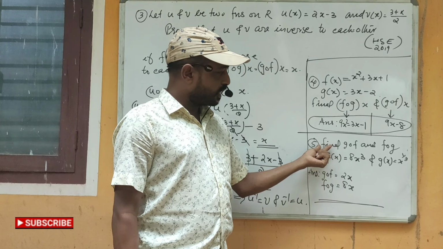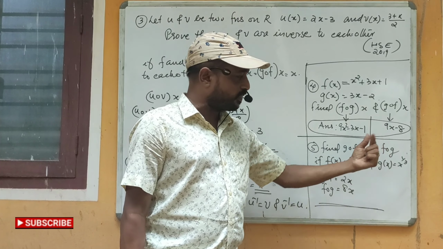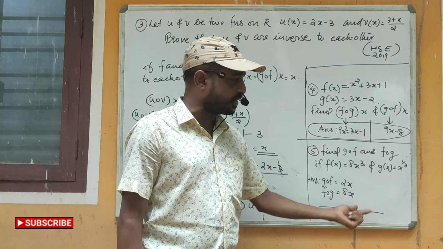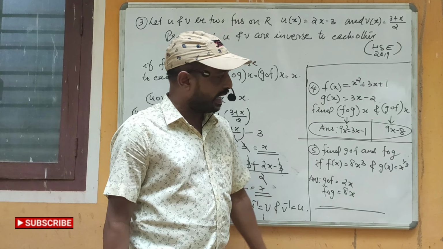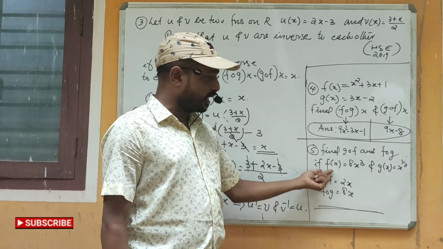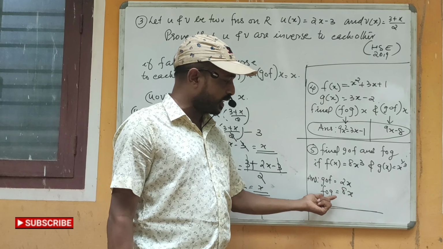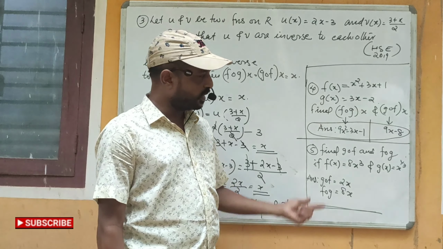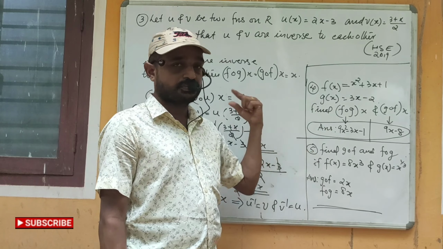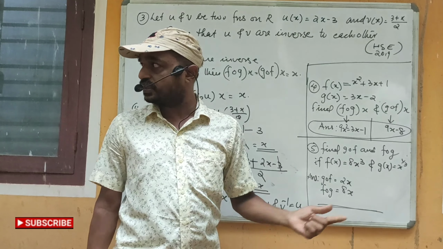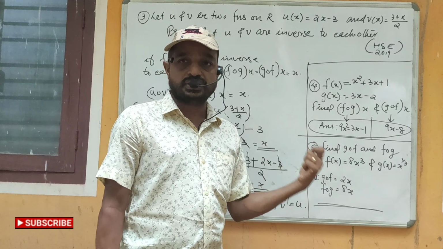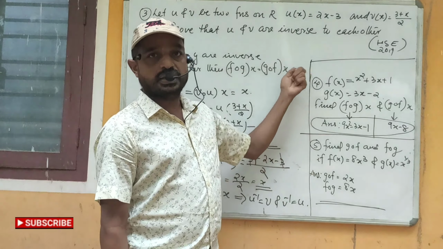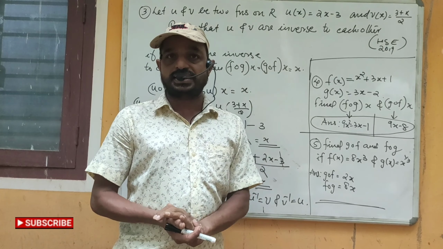See, fifth question is find g composition f and f composition g if f of x equal to 8x cube and g of x is equal to x raised to 1 by 3. You will get the answer as g composition f of x is equal to 2x and f composition g of x is equal to 8x. Do one thing, you just try to solve these two problems by yourself and you simply check whether these answers are correct or not. I think you will be able to solve this problem by yourself. These are taken from your board examination question papers.